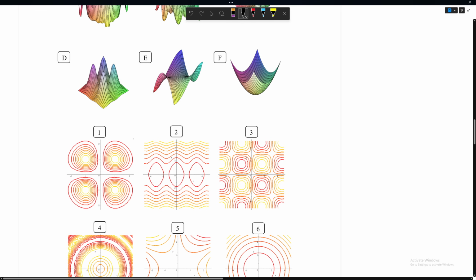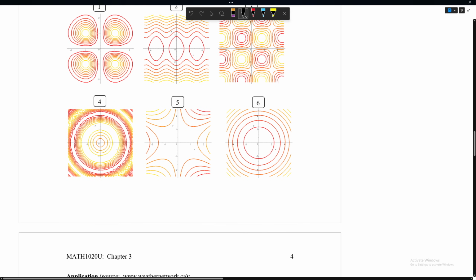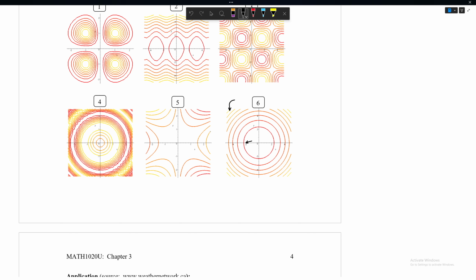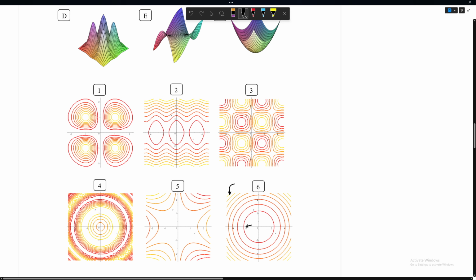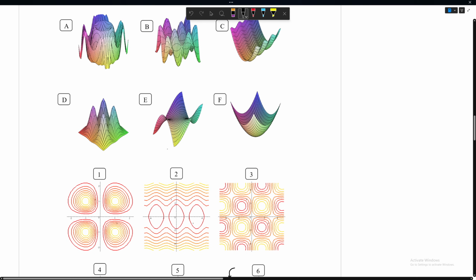So how do you match these? I'll show you guys a couple ways you can match these. The color, you see how this is bright red and there's yellows. The color is one way. Second way is the shape, obviously.